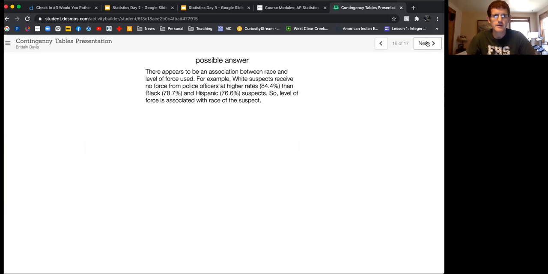But here, there appears to be an association between race and level of force used. For example, white suspects received no force from police officers at higher rates, 84.4%, than black and Hispanic suspects. Now, we don't have the Hispanic data right here, but we could have calculated it. So level of force is associated with the race of the suspect. And I'm going to come back to this. We're going to talk about one of the other concepts from the chapter.